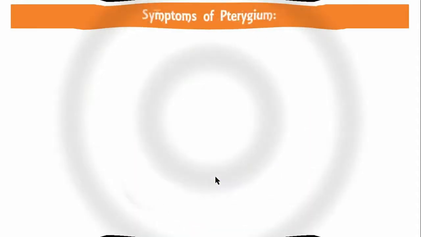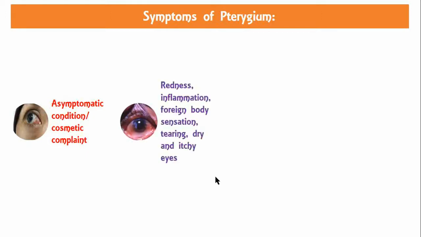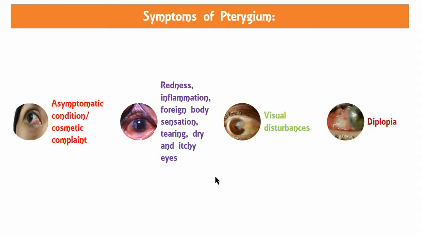Symptoms of pterygium. Pterygium is an asymptomatic condition in the early stages. Many patients do complain of the cosmetic appearance of the eye either with some of the symptoms or as their major complaint. Symptoms of pterygium include persistent redness, inflammation, foreign body sensation, tearing, dry and itchy eyes. In advanced case, visual disturbances can occur when it encroaches the pupillary area, or due to corneal astigmatism induced due to fibrosis in the regressive stage. Occasionally diplopia may occur due to limitation of ocular movements.